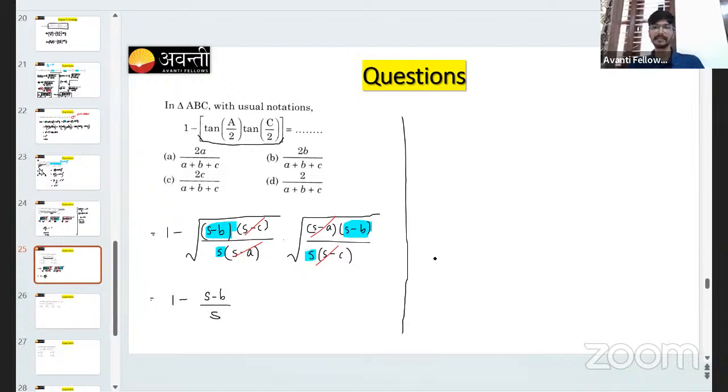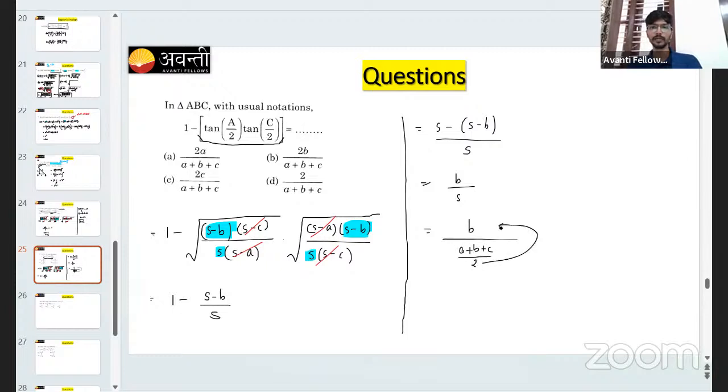So if I take LCM now, what will we get? s minus, minus b upon s. So from the top what will come? b upon s. Now we don't need s, what can we write for s? s was on top b, so b upon a plus b plus c upon 2. This 2 will go up and I will get 2b upon a plus b plus c. So what is in the options? It is option B, correct. 2b upon a plus b plus c.